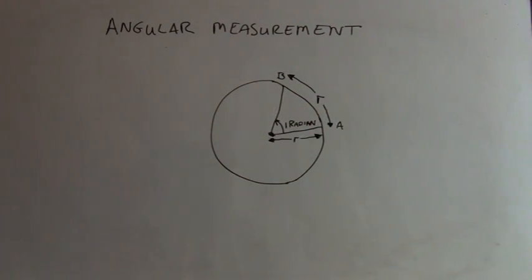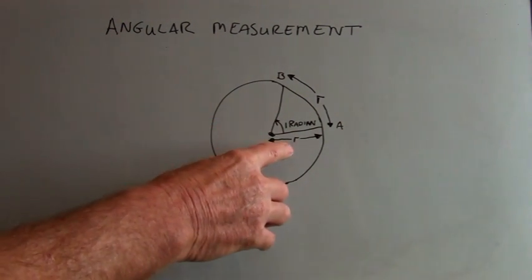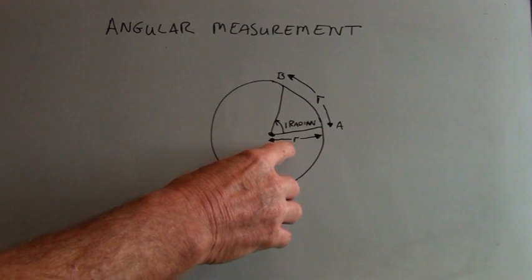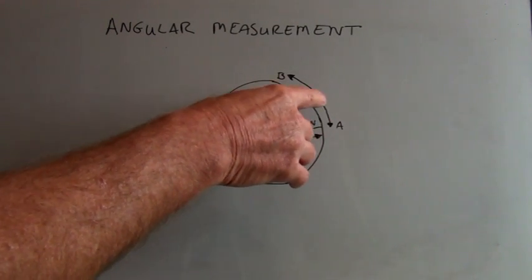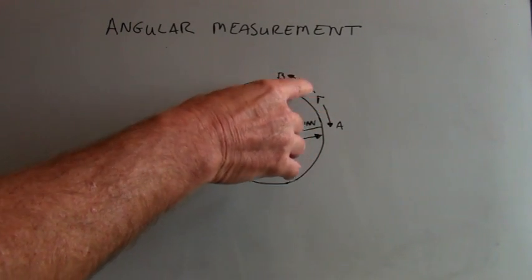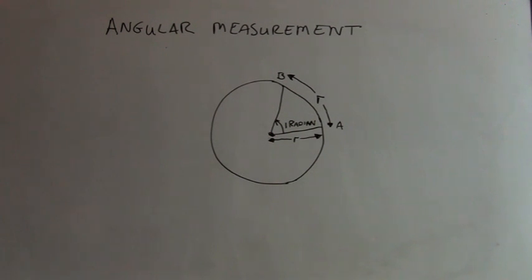Okay, so I've altered the diagram to show one radian and the radius of the circle with the same length of the radius on the circumference of the circle. This is because the angle subtended at the centre of a circle by an arc equaling the length to the radius of the circle is defined to be 1 radian. Now this definition can be used to find the number of radians corresponding to a complete revolution.